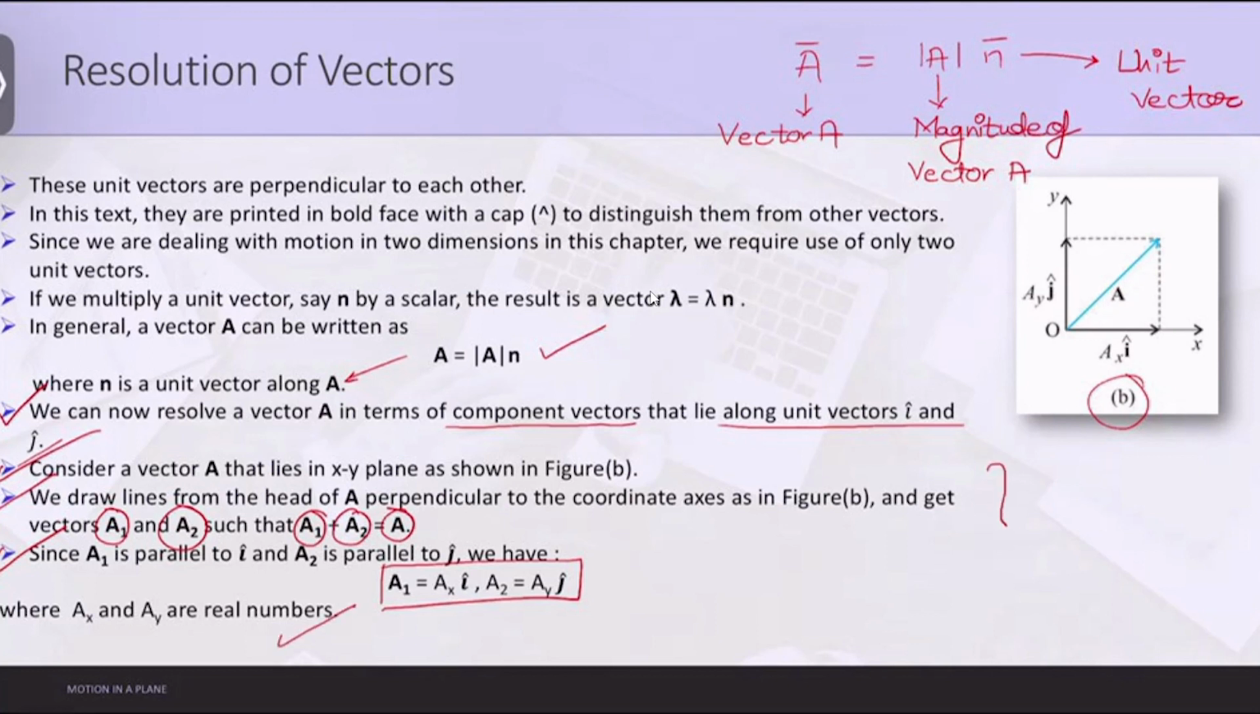Whatever is written here, I will try to explain to you in this diagram. What they are just saying is, let us suppose this is the coordinate system we have.